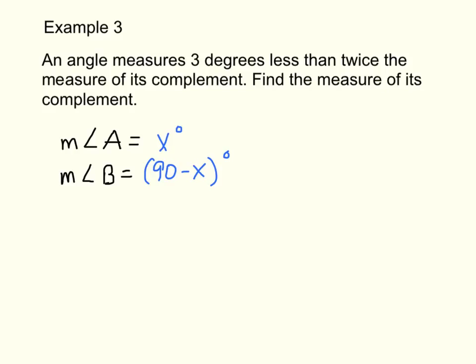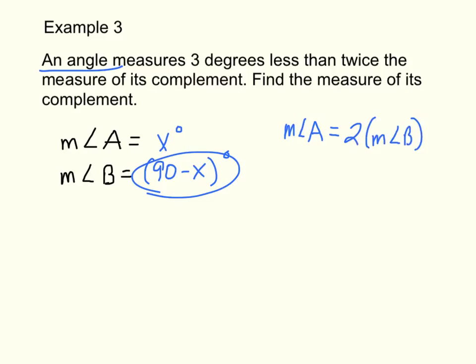What does this say? An angle measures 3 degrees less than twice its complement. So an angle, well, that's the measure of angle A. It says 3 degrees less than twice the measure of its complement. So this is the complement. So twice the measure of its complement, and then 3 less than that, so minus 3.